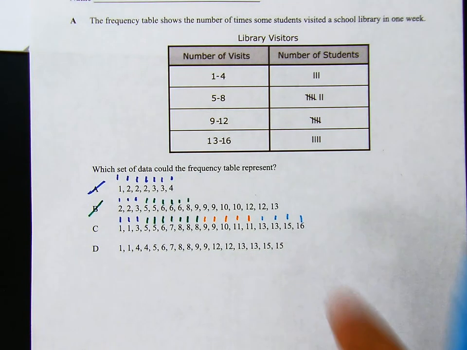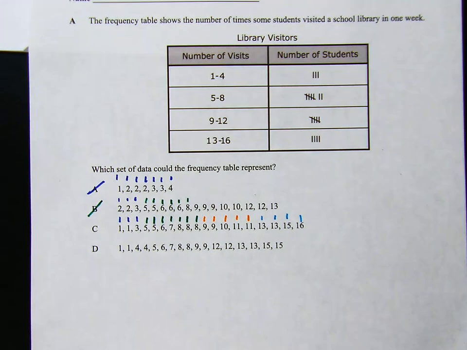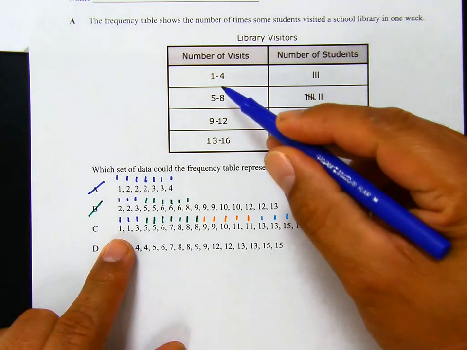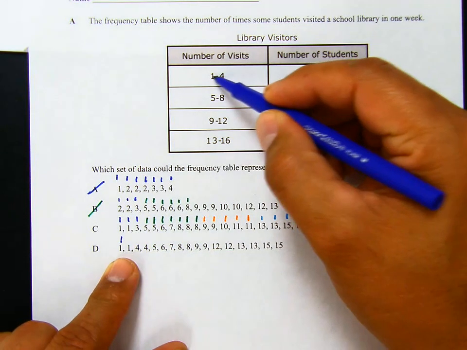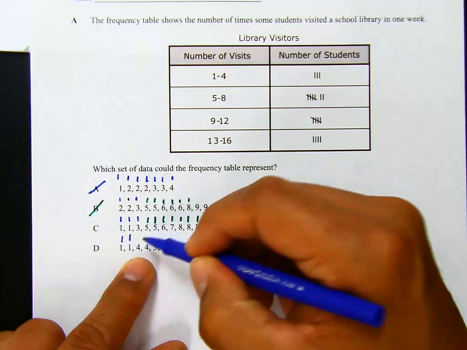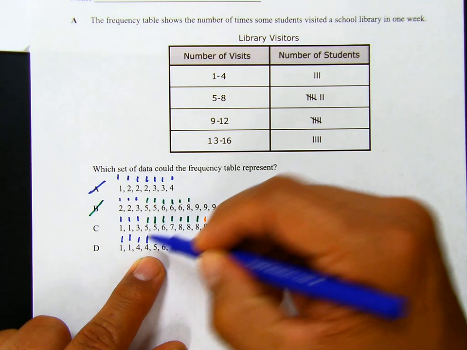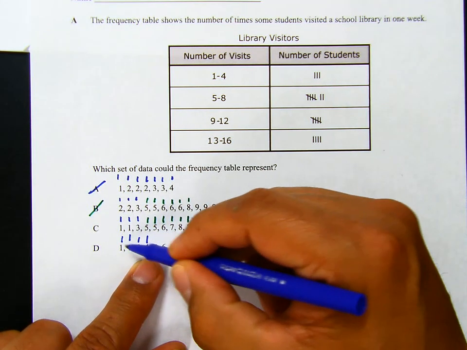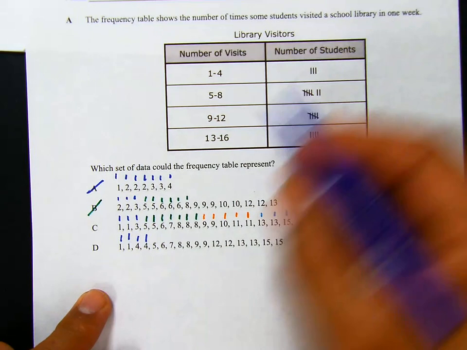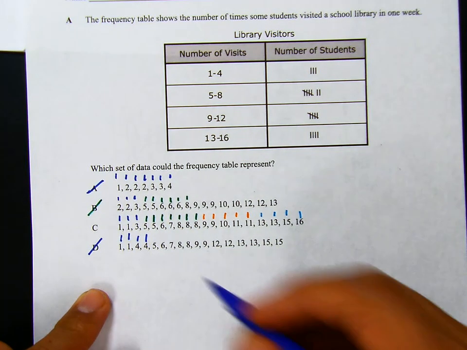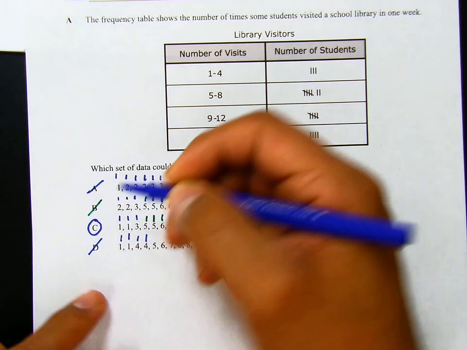All right, so let's look at D. So we start with the visits that were between 1 and 4. We should have 3 students that visit the library between 1 and 4. So I have 1, that's between 1 and 4, 2, 3, 4. So this one shows me 4 students visit the library between 1 and 4. It should be 3. So D cannot be our answer. So our answer would be C.